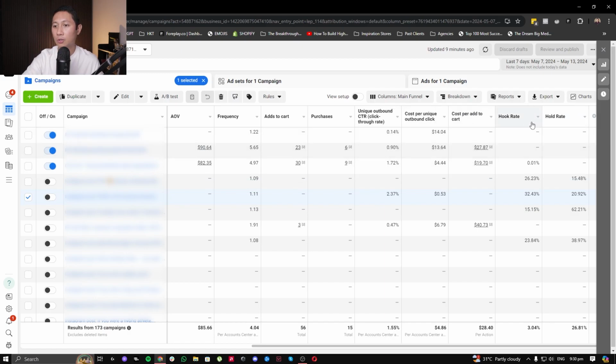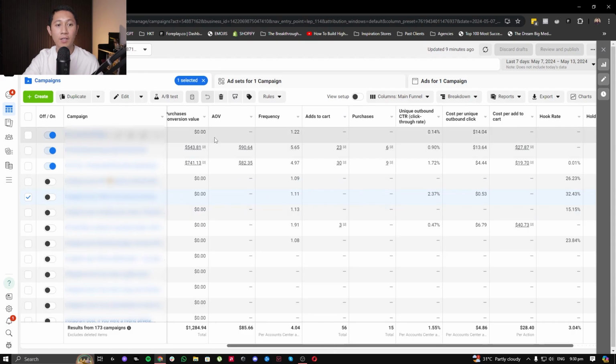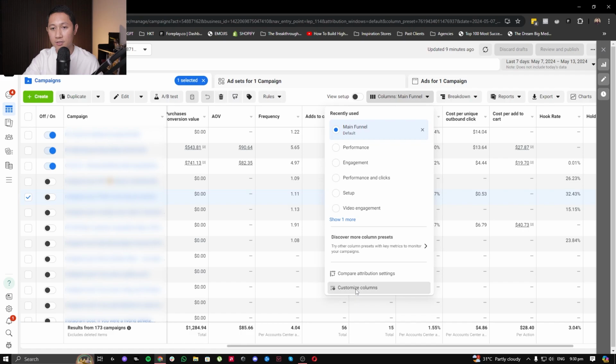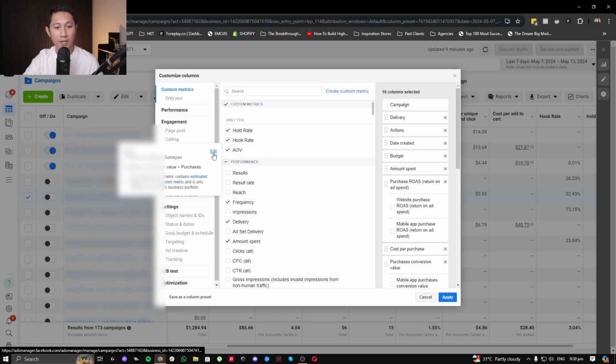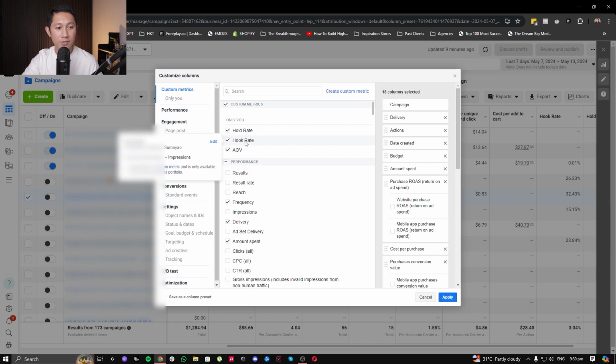And how do you get those custom metrics? The hook rate, hold rate, and AOV. The way I do that is you just click on this one and then customize columns. And then I already have it set up here, so we can just put the cursor in and then click on edit, or it's already showing here. Basically, for the AOV, the computation there is purchase conversion value divided by purchases. For the hook rate, it's 3-second video plays divided by impressions.